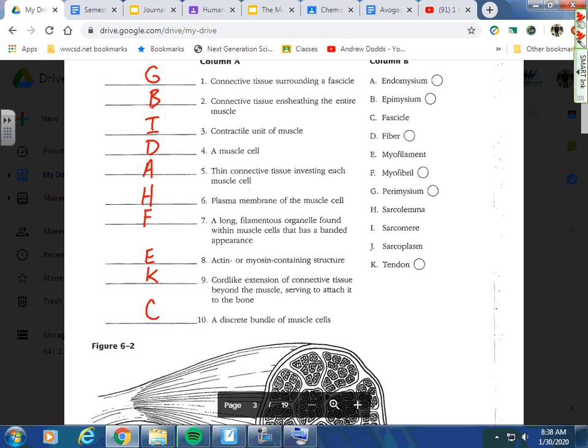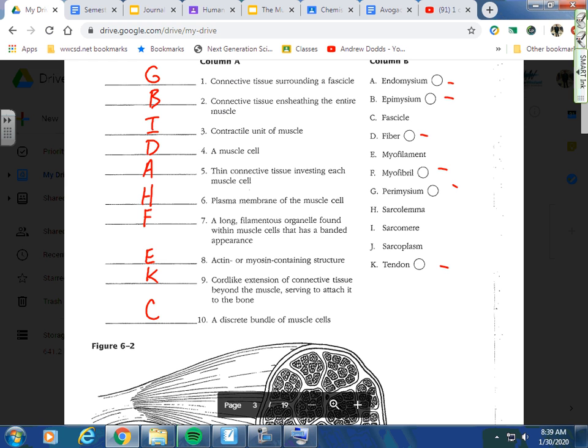A long filamentous organelle found within muscle cells that has a banded appearance, myofibril. Actin or myosin containing structure, myofilament. Cord-like extension of connective tissue beyond the muscle, that's going to be the tendon. A discrete bundle of muscle cells is going to be the fascicle. Got those?